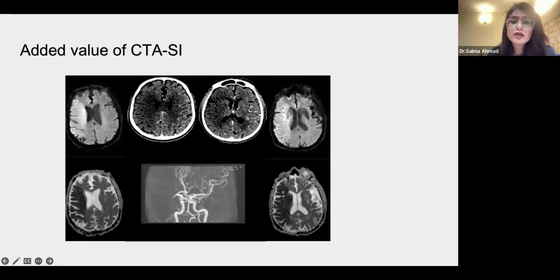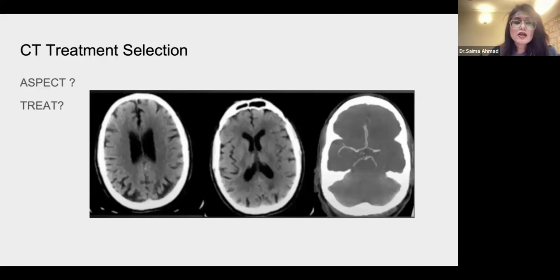So this is very important because we have to decide about the patient treatment. So how do we use this for treatment selection? This is a case in which the patient comes with symptoms of acute stroke, and you can see there is a left M1 occlusion. But when we see the non-contrast CT, there is no change in the non-contrast CT. So how do we decide about the treatment?